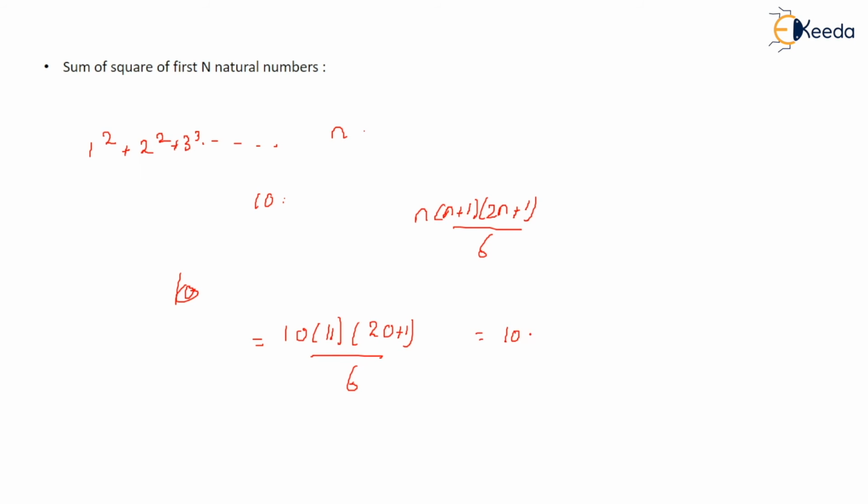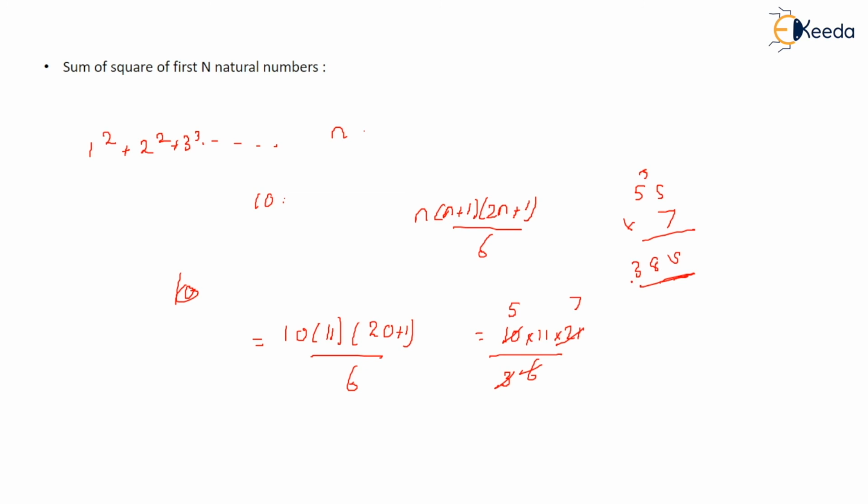After solving this, 10 into 11 into 21 upon 6. This cuts out, this comes out 5, this comes out 3, this again goes, this comes out 7. So 5 into 11, that comes out to be 55. 55 into 7 comes out to be 385. You can calculate by your own and you can see the result. The same result will come if you add the squares of the first 10 natural numbers. Okay, so this is how you need to solve the questions.